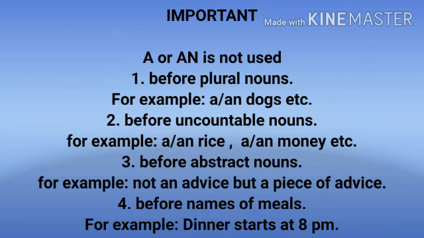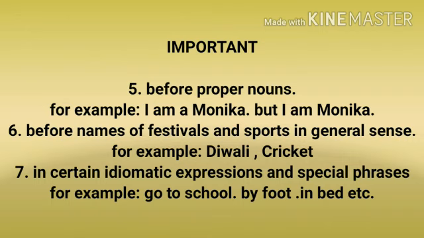Point number 4, before names of meals. For example, dinner starts at 8 p.m. It is not that a dinner starts at 8 p.m. Point number 5, before proper nouns. Article is not used before the name of a person. For example, I am Monica. It will be wrong if I say I am a Monica.